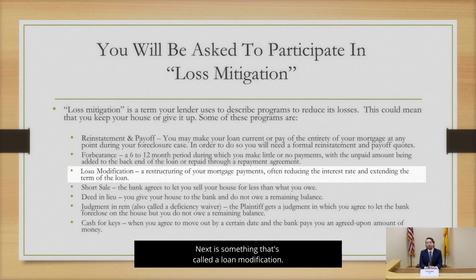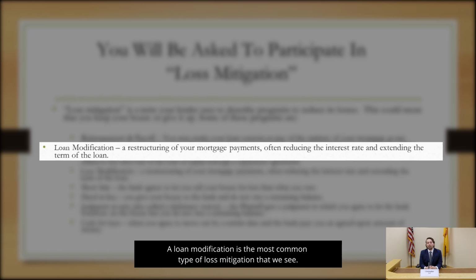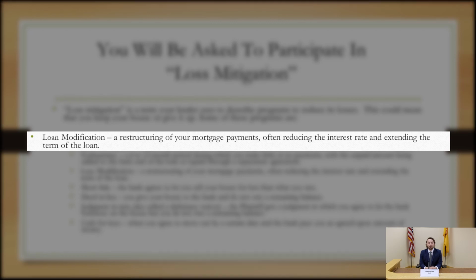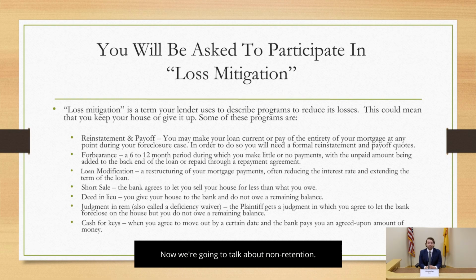Next is something that's called a loan modification. A loan modification is the most common type of loss mitigation that we see. A loan modification is a restructuring of your mortgage payments, oftentimes reducing your interest rate, but extending the term of your loan. Now we're going to talk about non-retention.